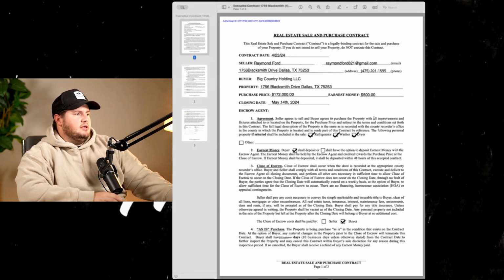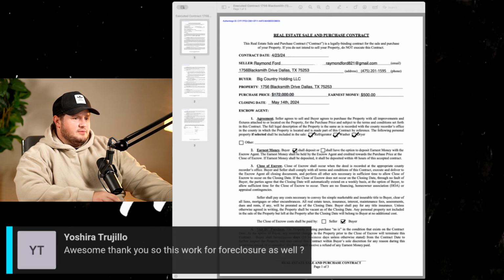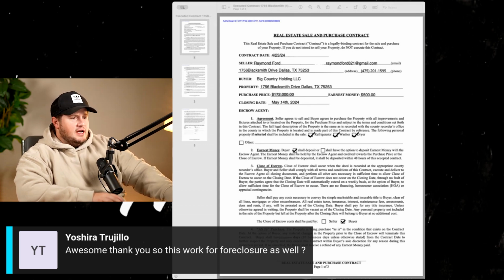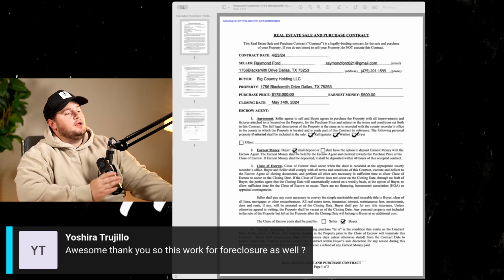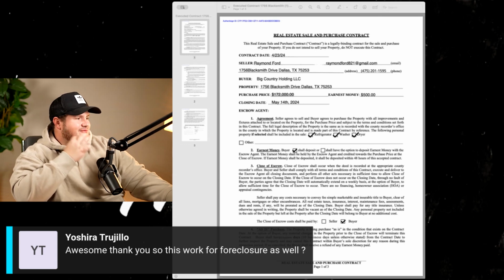Next thing, outside of the purchase price, sometimes your purchase price can also be "see additional terms." Just like what Shara is asking, will this work for foreclosure as well? 100%. This is the same contract we use to purchase our foreclosure deals. But oftentimes with foreclosure deals, when we negotiate the deal, it's more along the lines of how much would the seller walk away with. So sometimes it's not a fixed price.